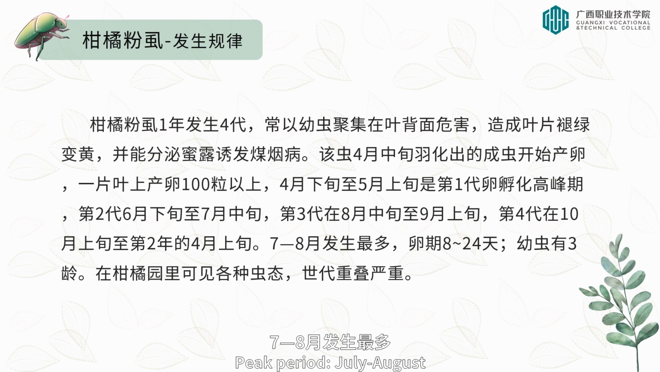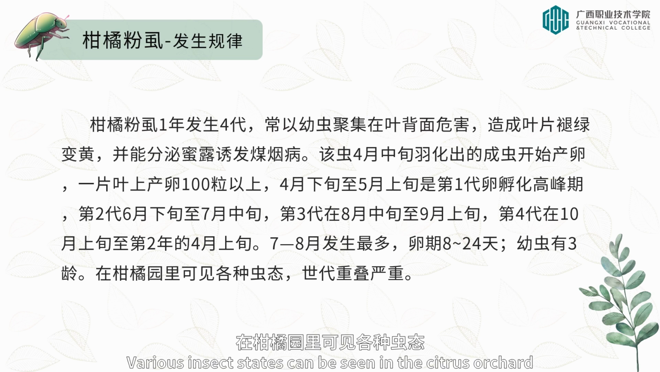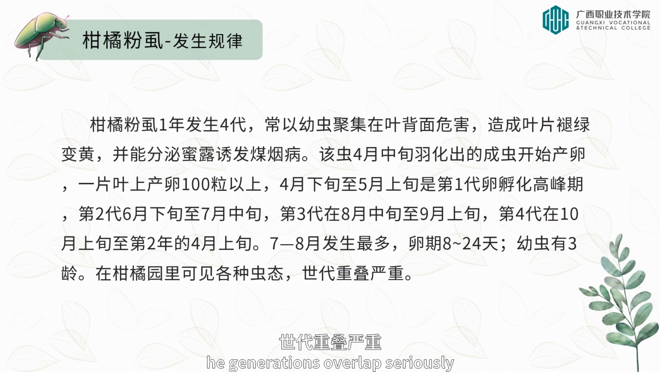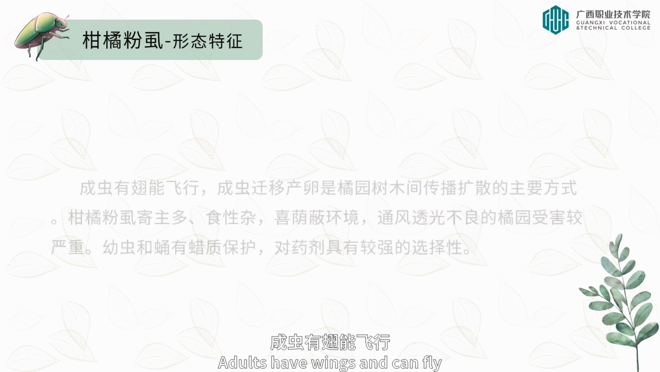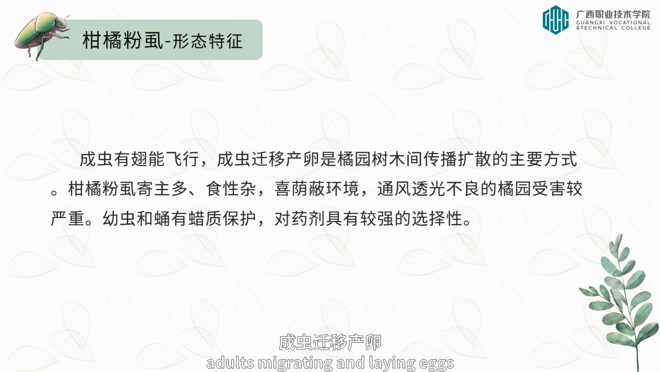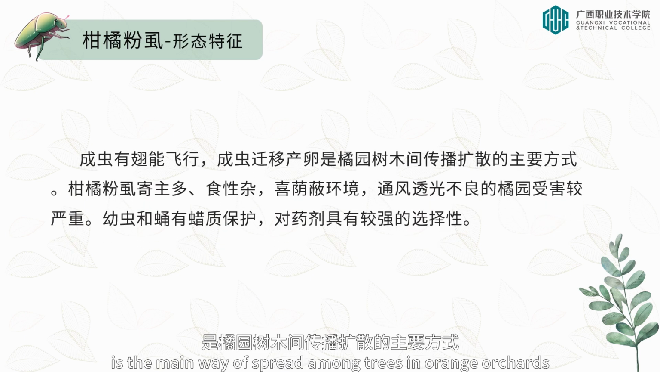Peak period, July to August. The egg period is 8 to 24 days long. The larva has 3 instars. Various insect states can be seen in the citrus orchard. The generations overlap seriously. Adults have wings and can fly. Adults migrating and laying eggs is the main way of spreading among trees in orange orchards.